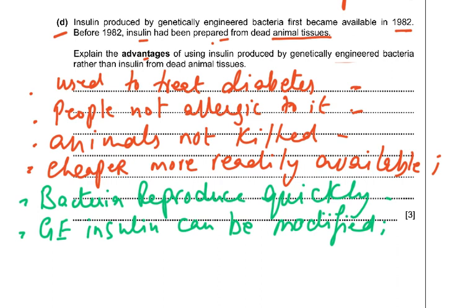So many students must have written easier. Then the fact that bacteria reproduce very quickly, every 20 minutes they reproduce, so that is a very good way of producing insulin on a very large scale. Then genetically engineered insulin can be modified. It can be changed slightly to make it more effective or to make it long acting or short acting. And those are the things that we talk about in modification.